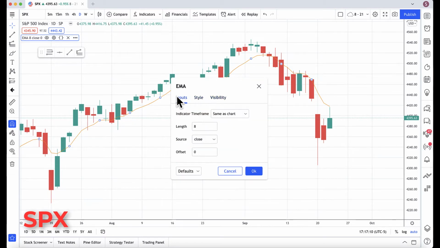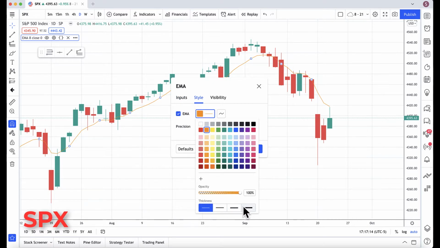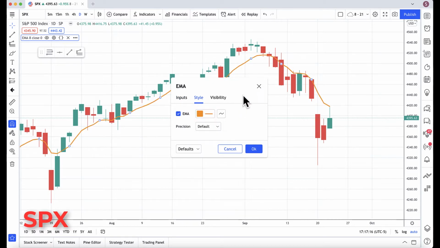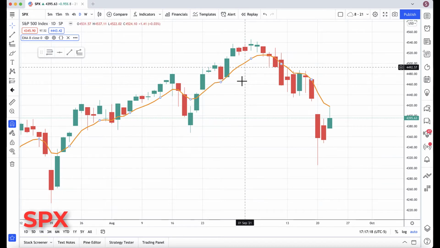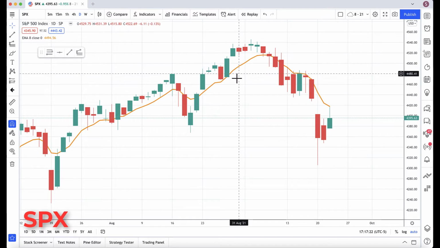I think that's about it. If you want it thicker, then we have to come down here and choose the thickness. But that's all you're going to do. That gives you the one end of the rotation zone. So in an up market, it gives you the top of the rotation zone.